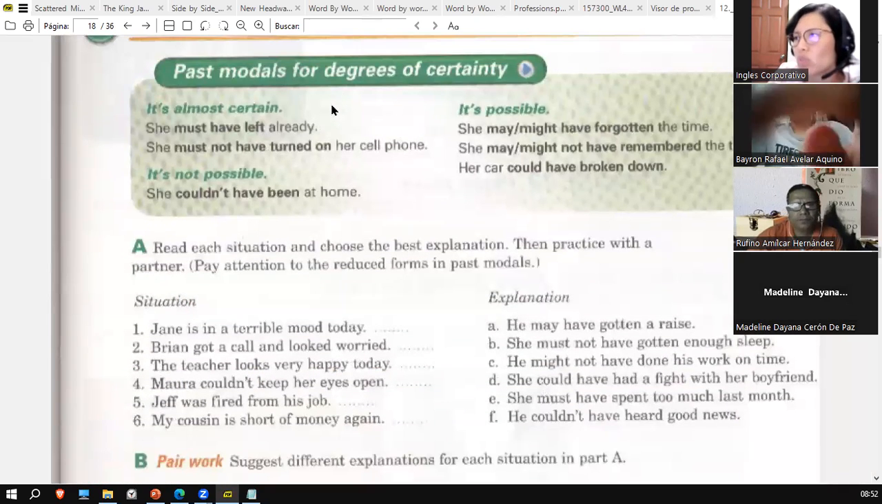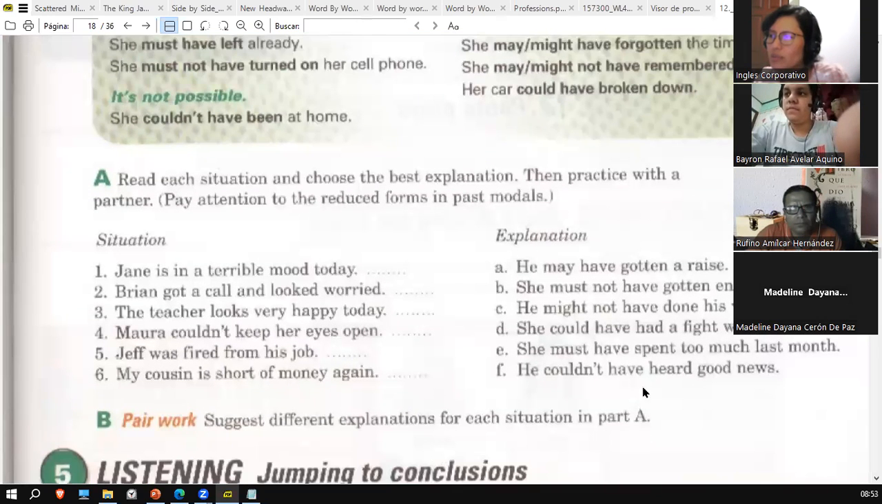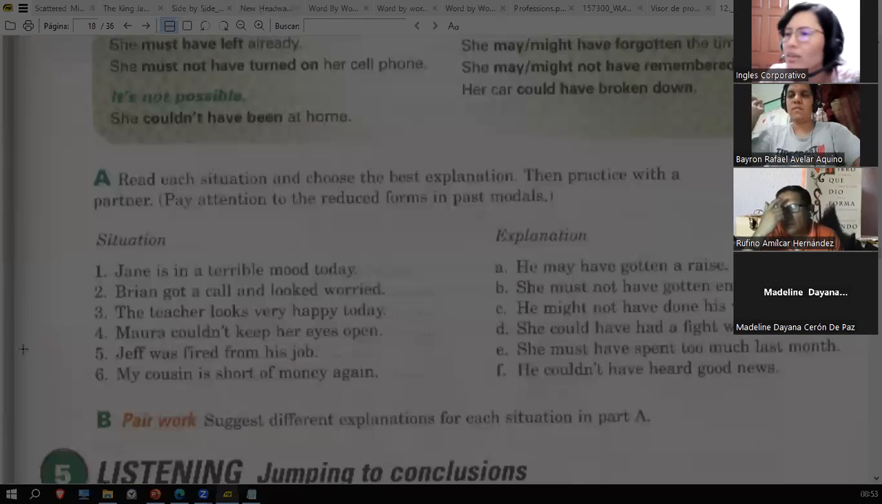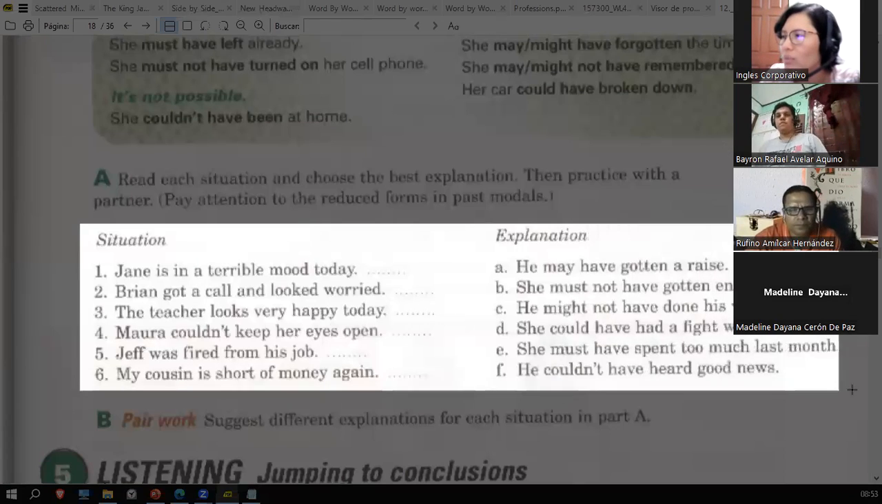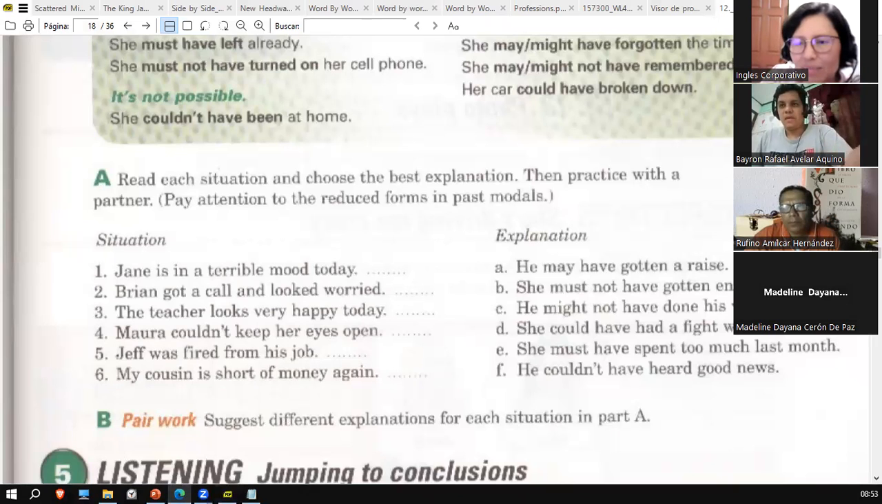The past models for degrees of certainty. Okay, and let's do this exercise. I think we still have time to work with this one. It says, read each situation and choose the best explanation. Then practice with a partner. Pay attention to the reduced forms in the past models, okay? So let's go ahead and take a look at this one, okay? If you don't have the manual handy, don't worry. I'll share this with you over here in the manual, okay? I mean, in WhatsApp. Let me see.